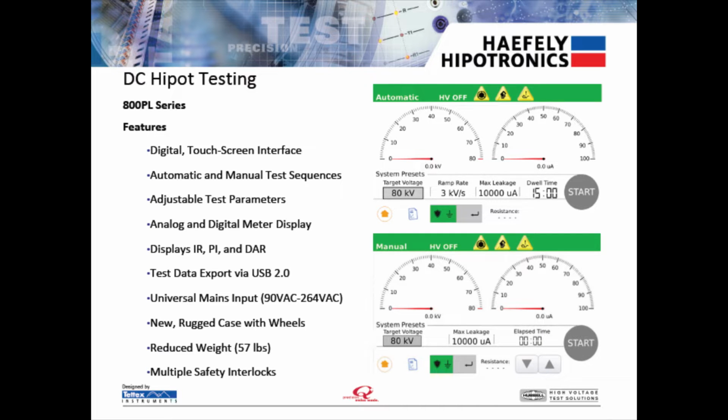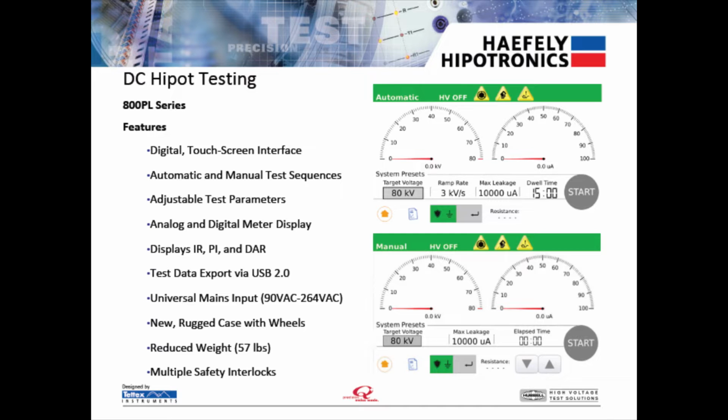So our 800 PL DC series is the only digital DC hipot on the market. It has a 7-inch touchscreen resistive display, so if you have your iPhone or Android phone in your pocket, you can use the stylus or gloved hand. So don't worry about not being able to use it. And you can set it up to run either automatic or manual tests. And if you'd like to revert back to the analog ways, the display can show an analog-looking view while also displaying the measurement digitally.